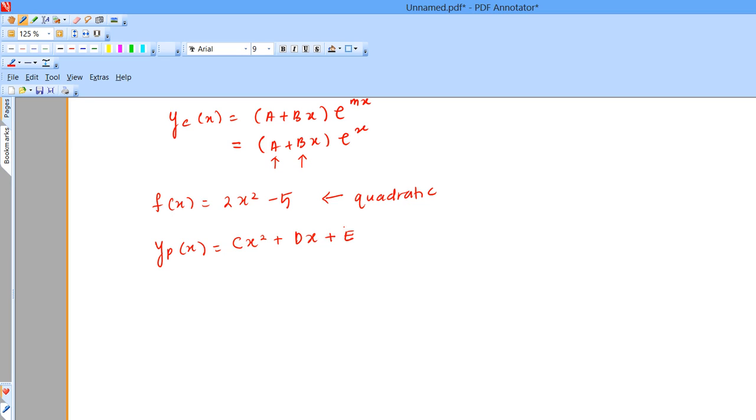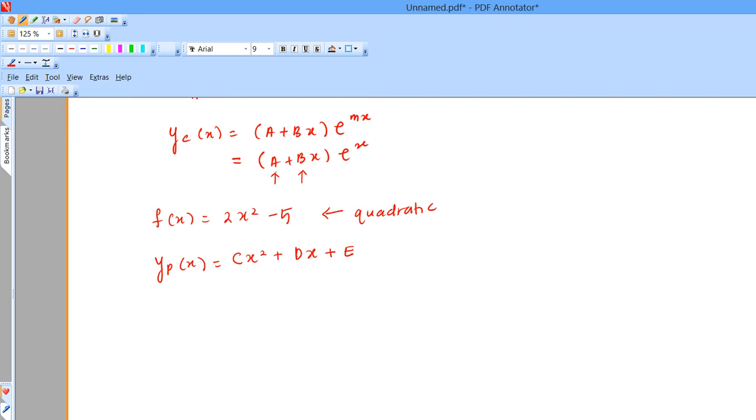Okay, yc must not equal yp. So we need to check this yc. If you expand, you get a e^x + bx e^x. And then you need to compare these two terms with yp. If we have the same term, you need to multiply yp by x. But if we compare here, we don't have the same term in yc and yp.